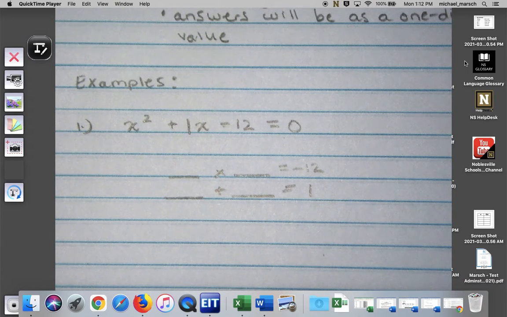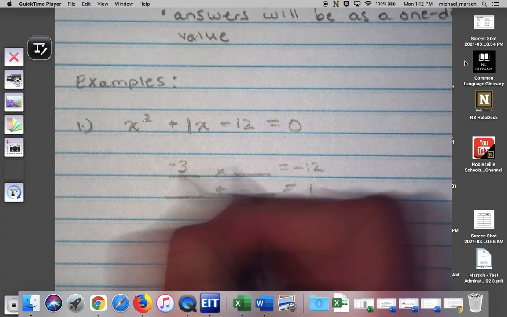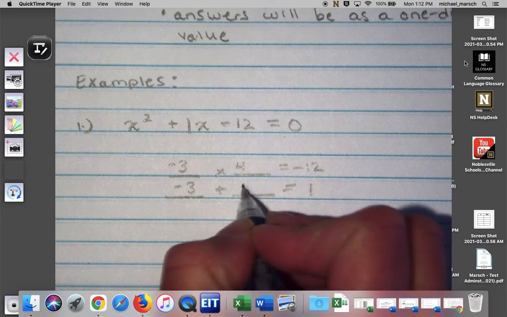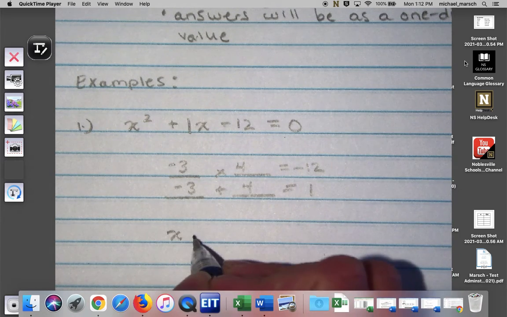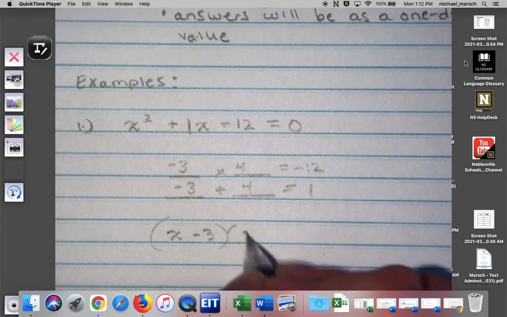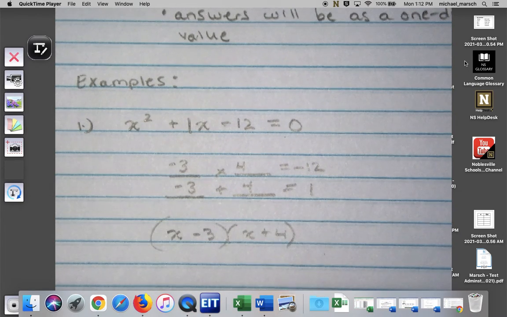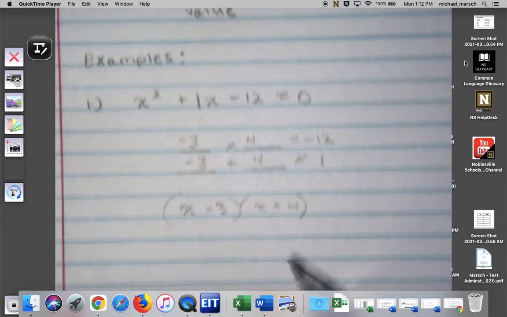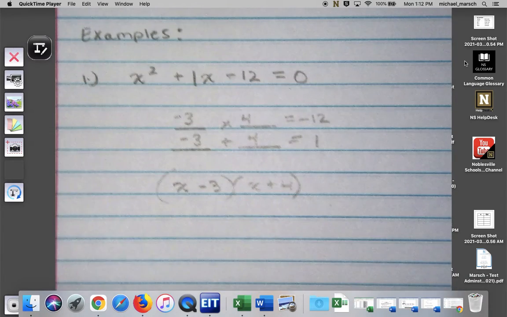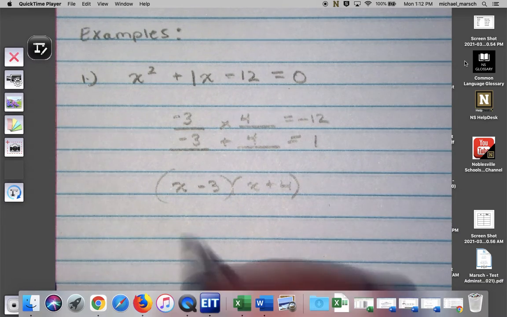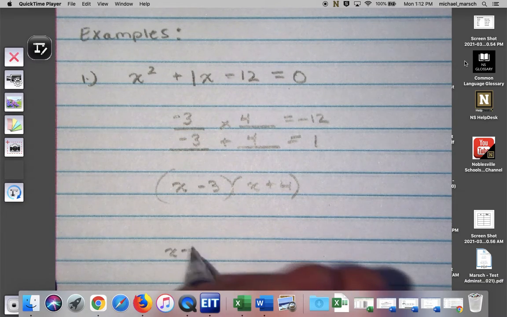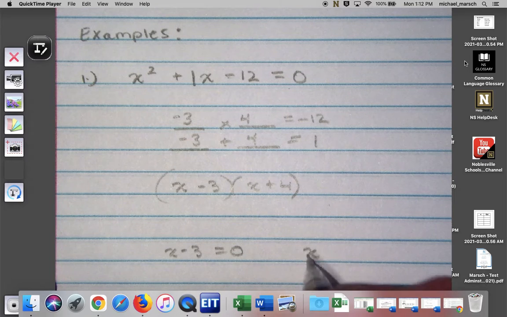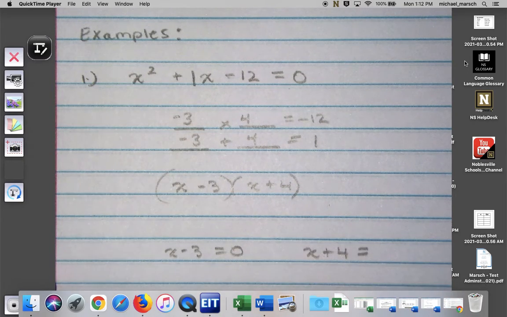Over and 3, negative 3 and 4. Yep. Negative 3 and 4. So I get these two quantities, x minus 3 times x plus 4. But because this has an equal sign here, that means I need to take these two quantities a step further and figure out what the x values would be. So I'm going to do x minus 3 equals 0, x plus 4 equals 0.